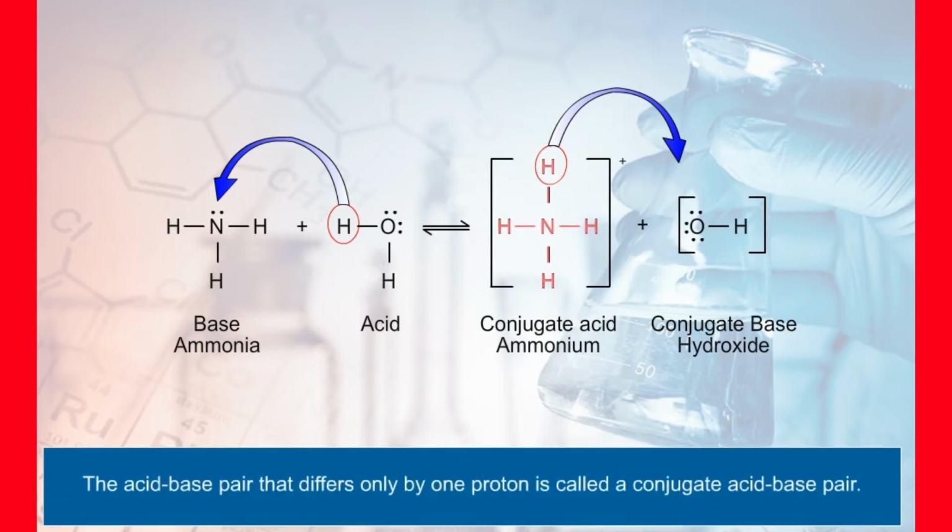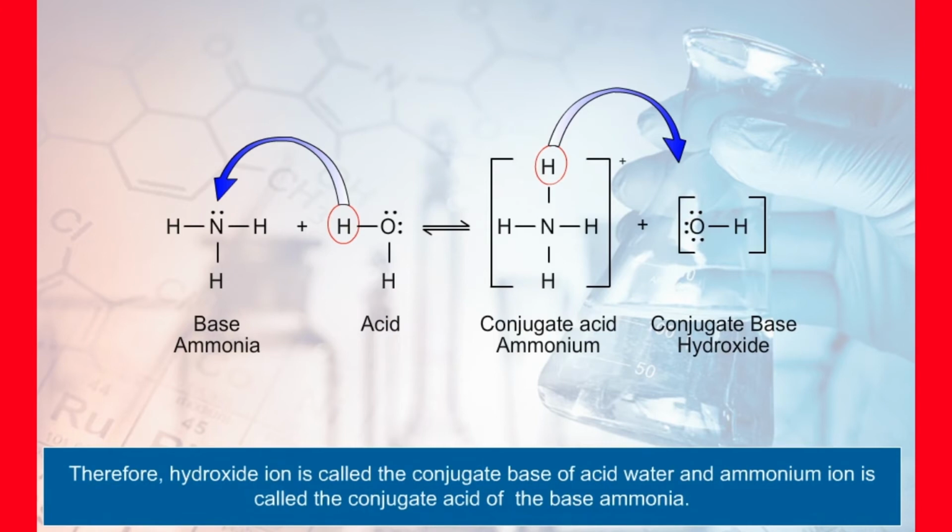The acid-base pair that differs only by one proton is called a conjugate acid-base pair. Therefore, hydroxide ion is called the conjugate base of the acid water, and ammonium ion is called the conjugate acid of the base ammonia.